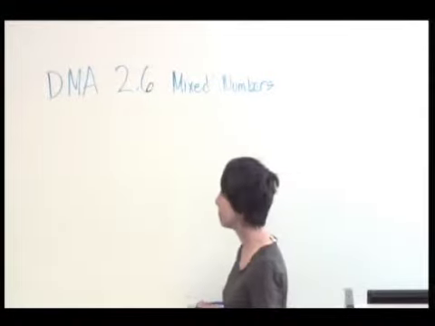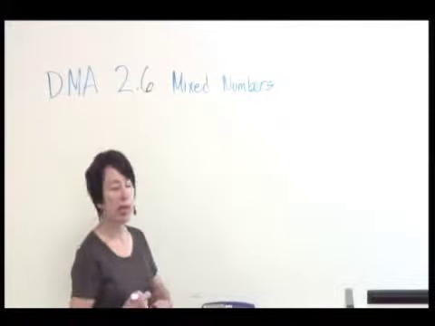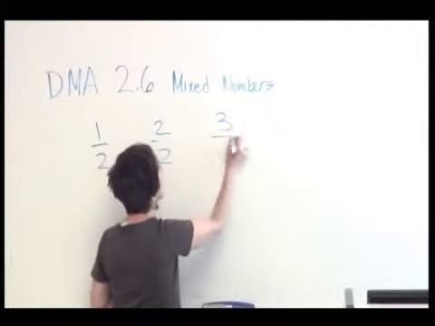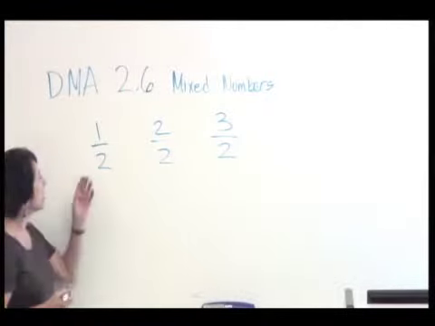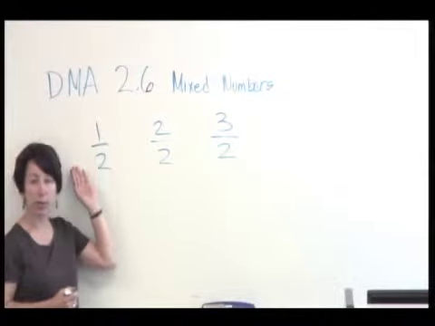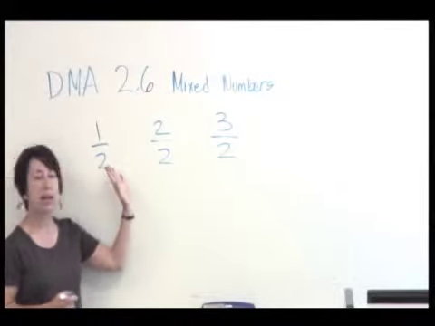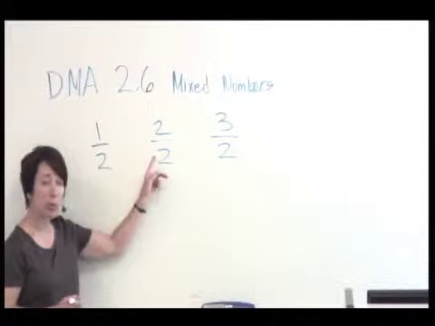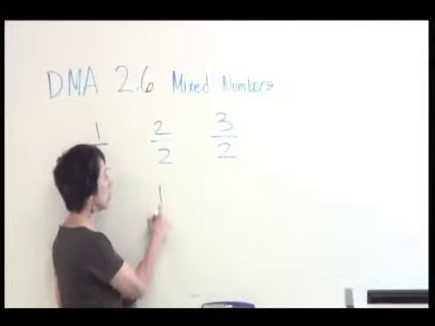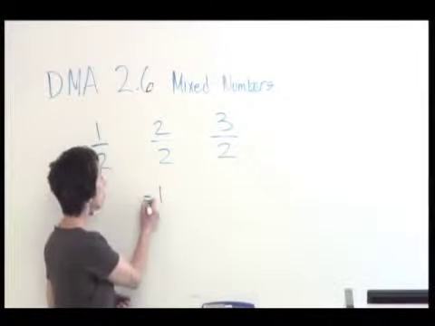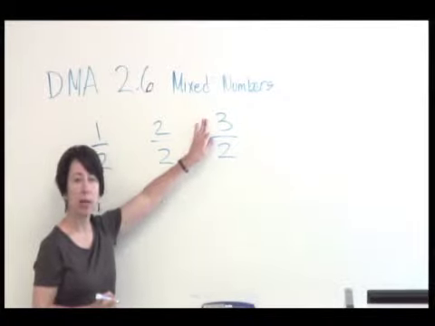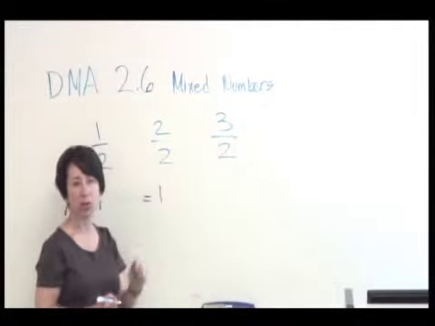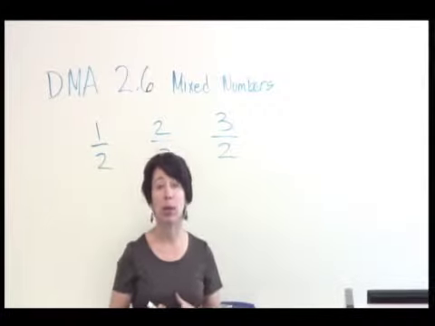Mixed numbers. When we first started reviewing fractions, we looked at proper fractions, where the numerator is less than the denominator, and then improper fractions. An improper fraction can have a numerator that's equal to its denominator, in which case it simplifies down to 1. Or we can have an improper fraction where the numerator is larger than the denominator, and that fraction is greater than 1.